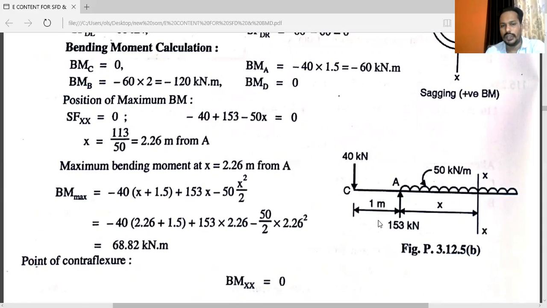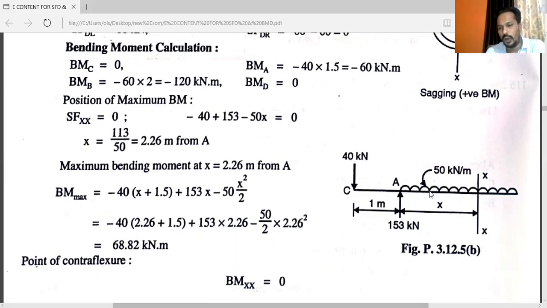So minus 40 plus 153 minus, we have taken minus 50 into X. This distance is X distance. We don't have this distance. So minus 50 into X, because we have to consider that shear force. So minus 50, that is the intensity of UDL, into distance, you will get equivalent point load. So minus 50X is equal to 0. Answer will be 2.26 meter from A.